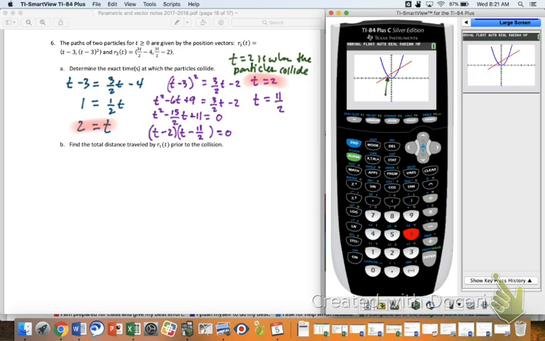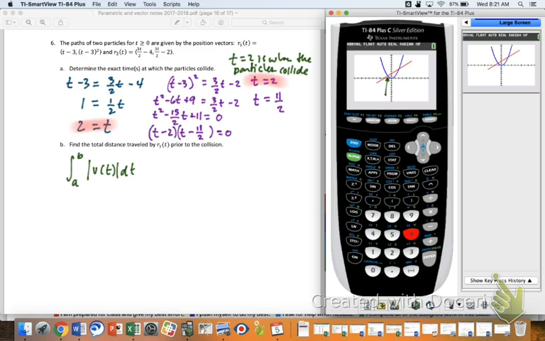I'll leave that up to you guys to work on. It says find the total distance traveled by R1, so that would be the parabola. Find the total distance traveled by the R1 particle prior to the collision. Like one-dimensional stuff, do you guys remember the way that you find total distance traveled is you do the definite integral from a to b of absolute value of v of t dt? Do you guys remember that?